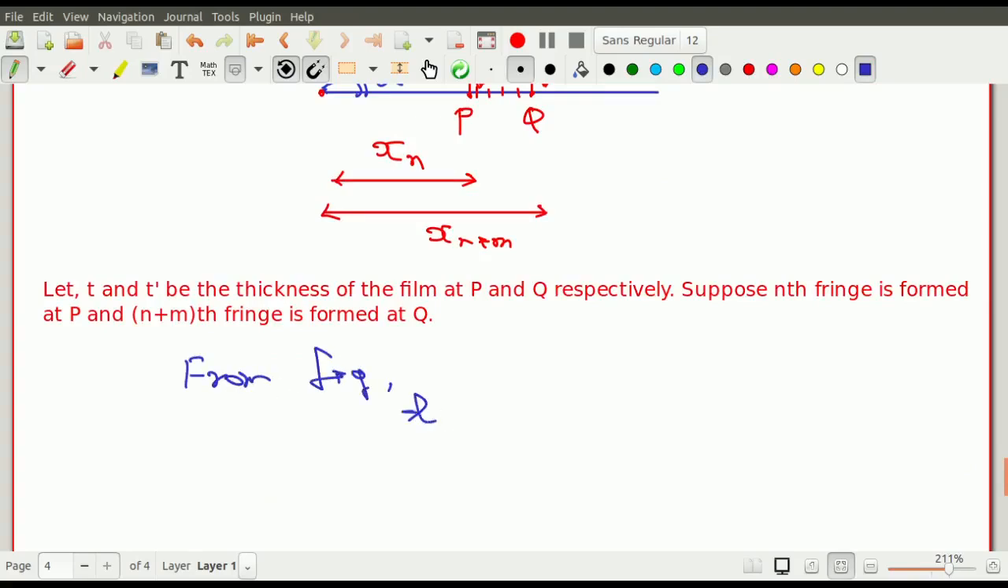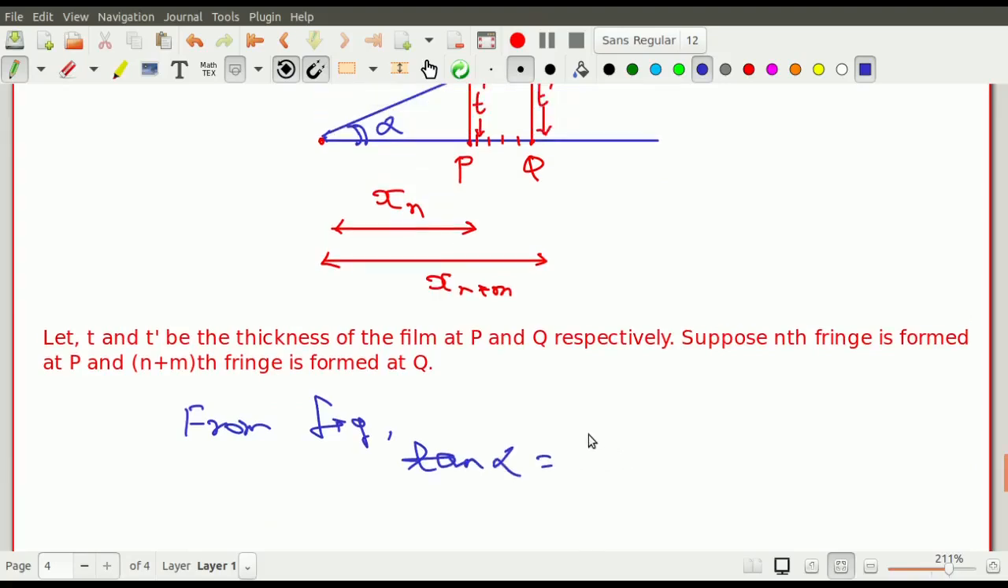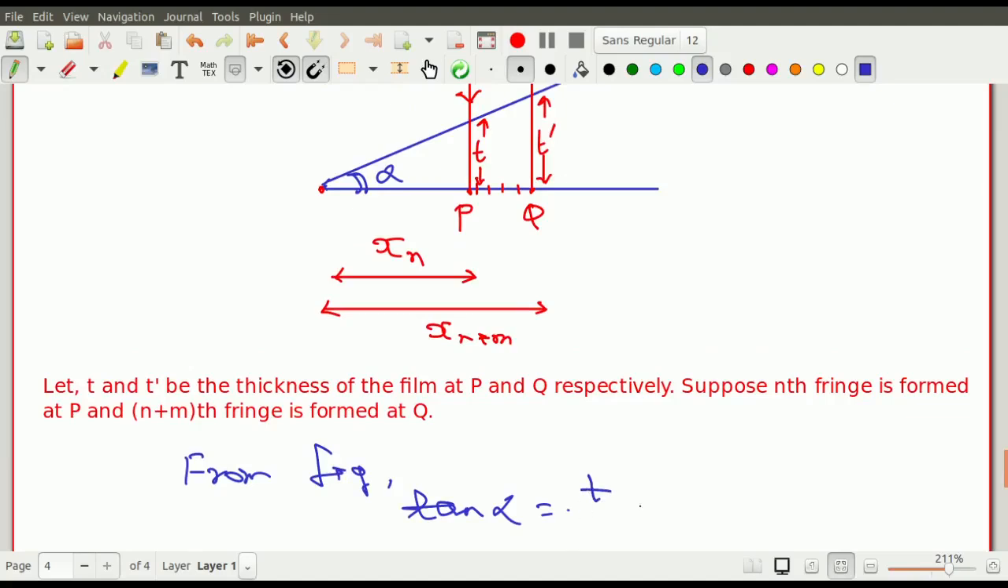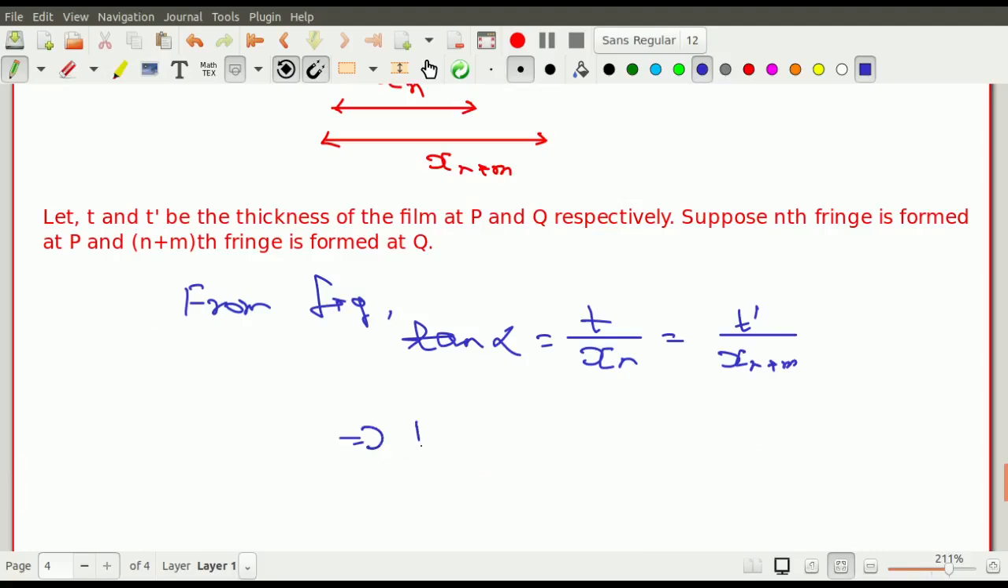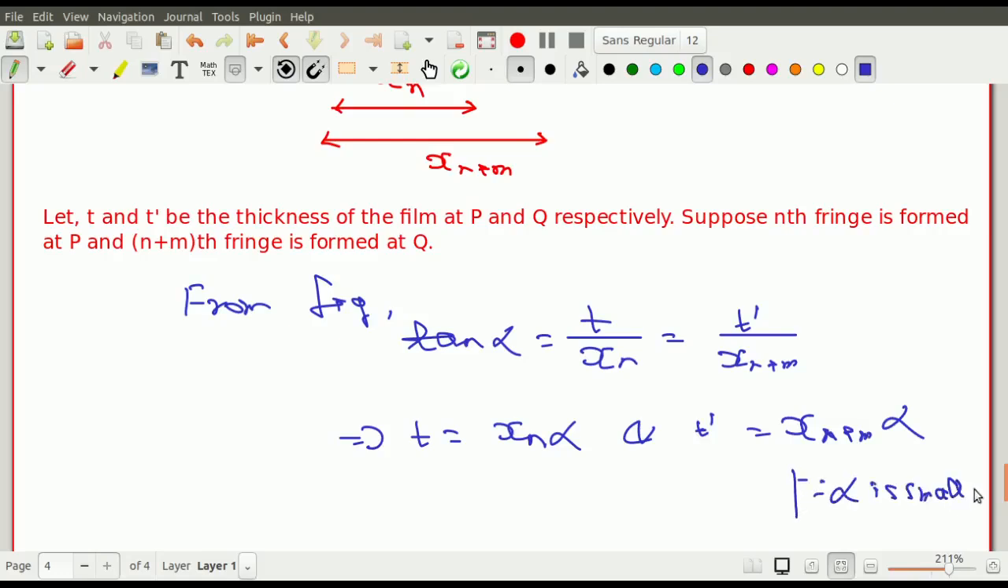Very simple, okay? You just find tan alpha. See, tan alpha will be T by xn, and at the same time you may write T dash by xn plus m. But alpha is small, so you can write T is equal to xn alpha and T dash equals xn plus m into alpha. Since alpha is small, tan alpha is taken to be alpha.